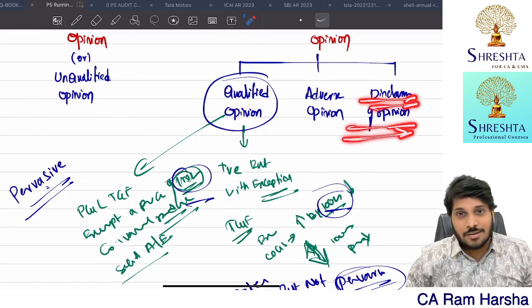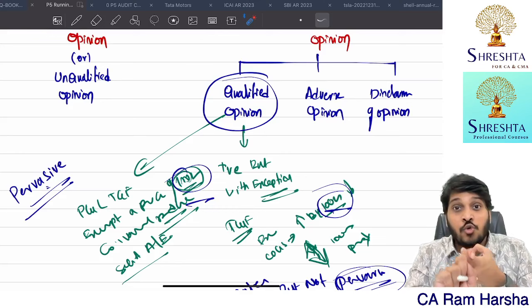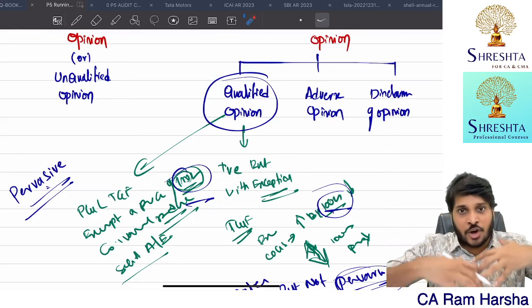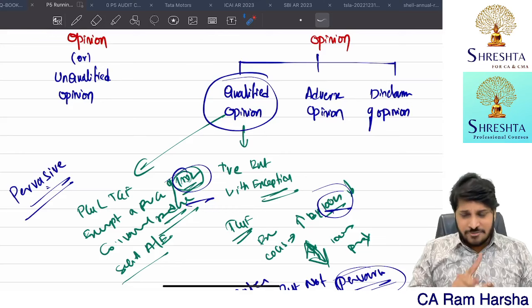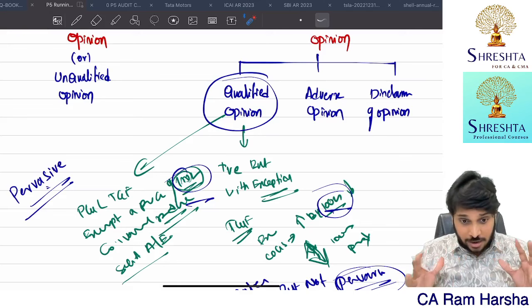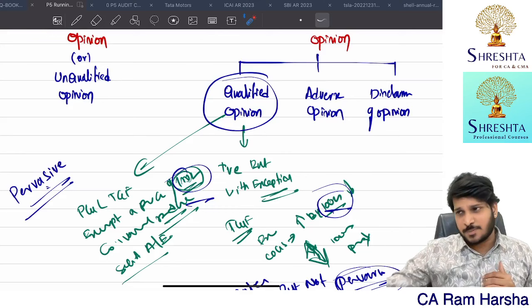When will the auditor give a disclaimer of opinion? When the auditor is unable to verify, unable to audit the predominant items, the predominant components of the financial statements. Then we give a disclaimer. One: I verified everything and everything seems correct. I got confidence that sales is correct, purchases is correct, employee expenses, depreciation, everything is correct. I have seen evidence everywhere.